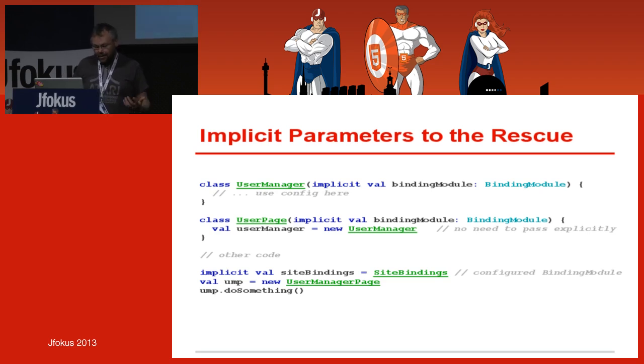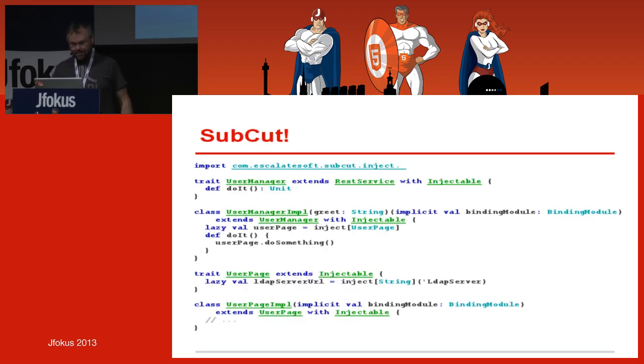What does SubCut look like? It looks like this. You've actually seen the core of it, the implicit val binding module that is passed around the system. The rest of it is basically just a DSL that makes it easy to put the bindings in place. It's a nice, easy-to-use DSL. It leads you through the process of saying, this trait is served by this instance or this class.